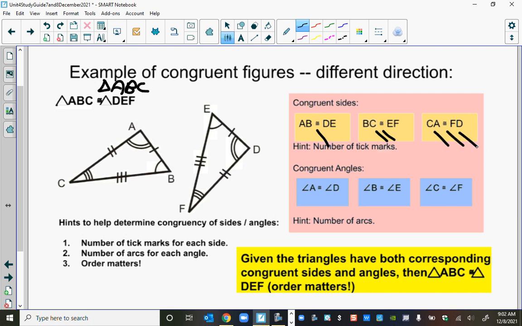Then on the bottom, of course, A and D. How many arcs do A and D have? They have two arcs. B and E only have one. And then C and F have the three.